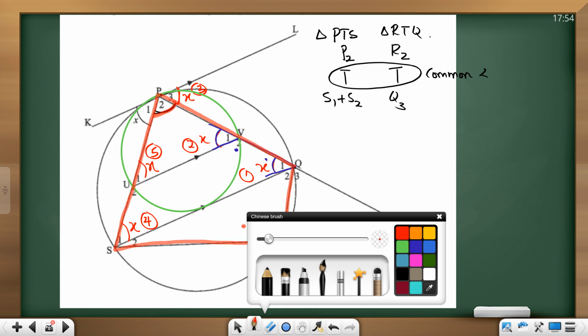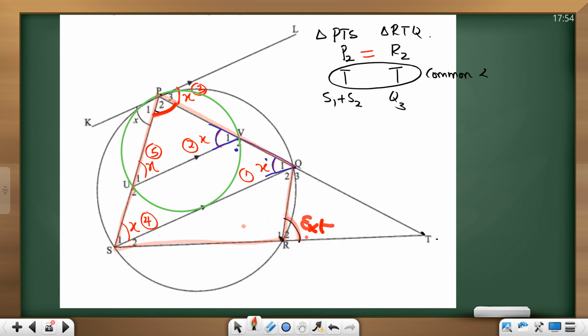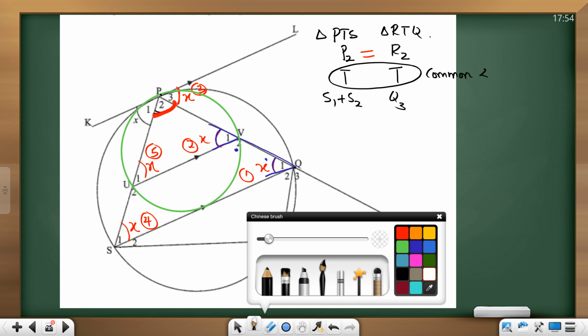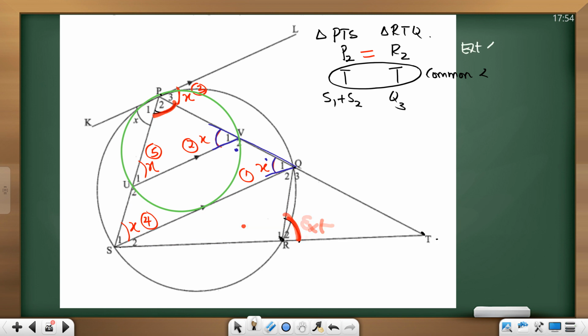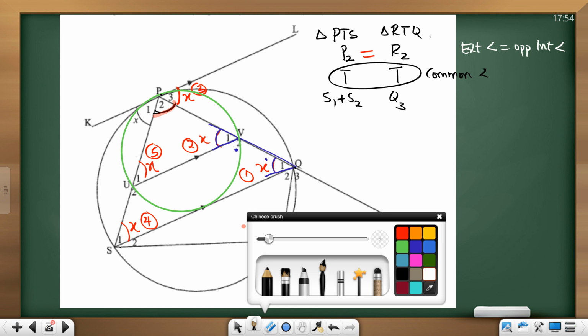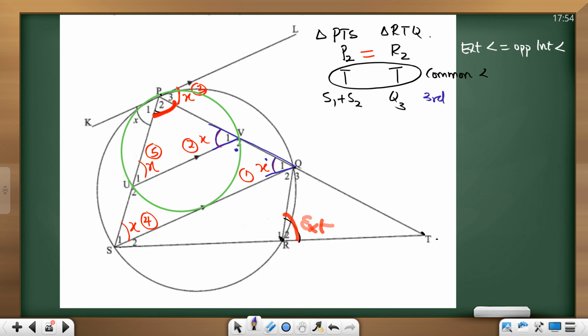R2 is equal to P2. What's your reason? Exterior angle is equal to opposite interior. All you need to prove is how many? 2. What do you say for the third one? Third angle. So what do we write? Triangle PTS is similar to triangle RTQ. What's your reason? Angle, angle, angle.